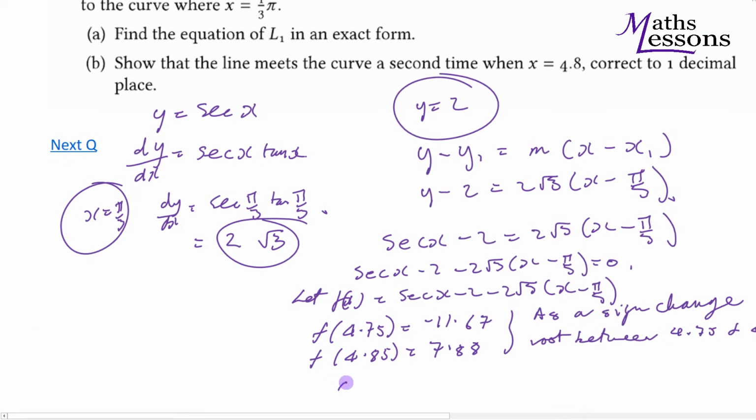It cuts a second time when x is equal to 4.8 to 1 decimal place. Okay, and I know it's correct to 1 decimal place because I took the boundaries as 4.75 and 4.85, put them in, got a negative and a positive, and therefore this must give us our answer.